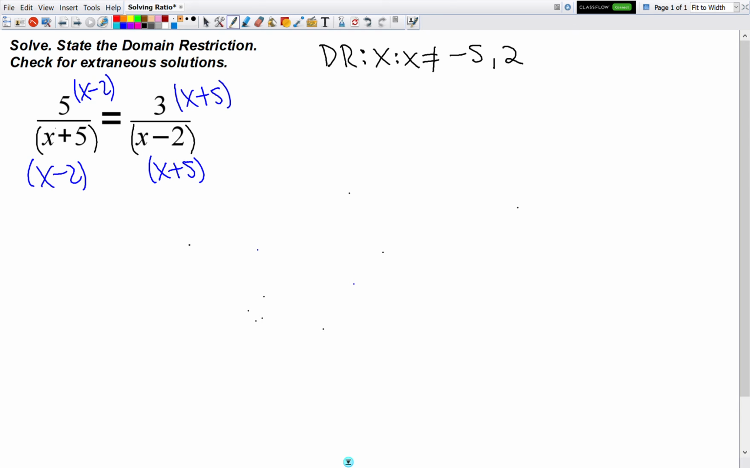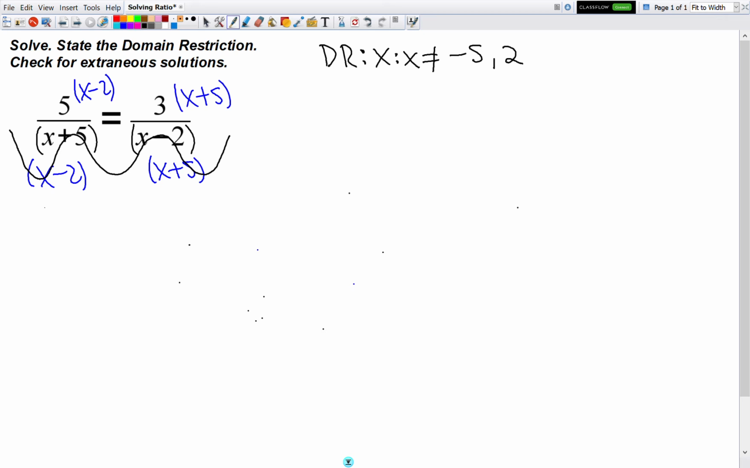You can cross out all the bottoms, and you can cross them out because they match. If they didn't match on the bottoms, you can't do this step called crossing out the denominators. But since they do match, you can cross them out and you can continue with what's left.